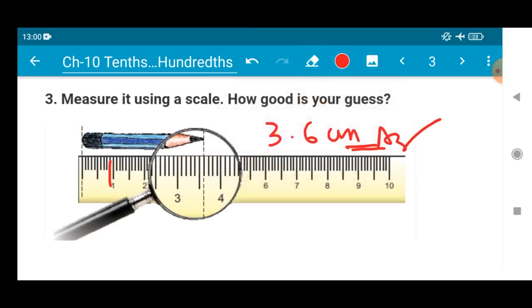Till here it is absolutely 3. Till here it is 3. 3 is done. After 3, we will not say 4 because 4 is over here. So after 3 what comes? After 3, 3.1 comes. So which is this? 3.1. Sorry, this one. Then 3.2. 3.3 is over here. 3.4, 3.5. And the final one where this tip is getting touched, this one is 3.6. That's why I've written the answer as 3.6 centimeter. Alright.